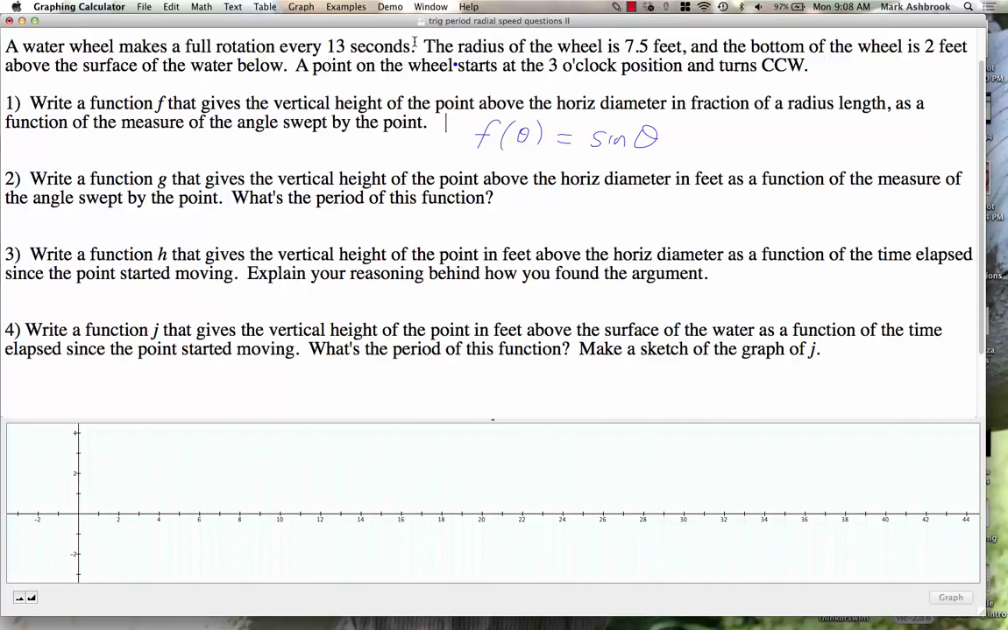You got all these numbers, right? You're given 13, 7.5, 2 feet. But this function is exactly describing what sine is. We worked hard on that, okay? Function g, we want the vertical height in feet now as a function of the angle. We want it in feet. So input is theta still. So here's fraction of a radius. Now we want it actually in feet.